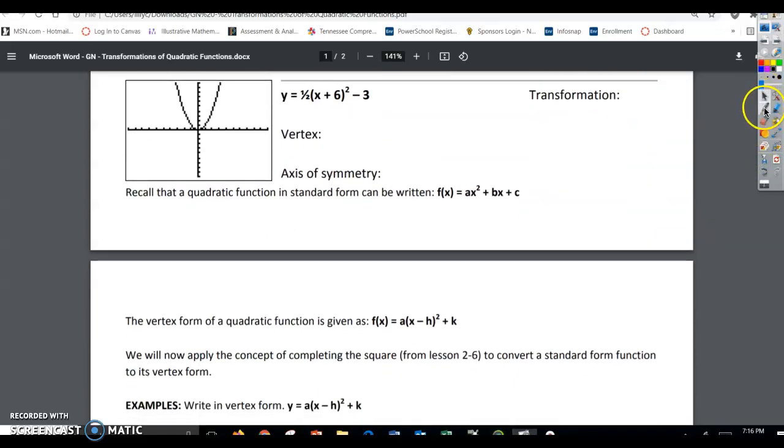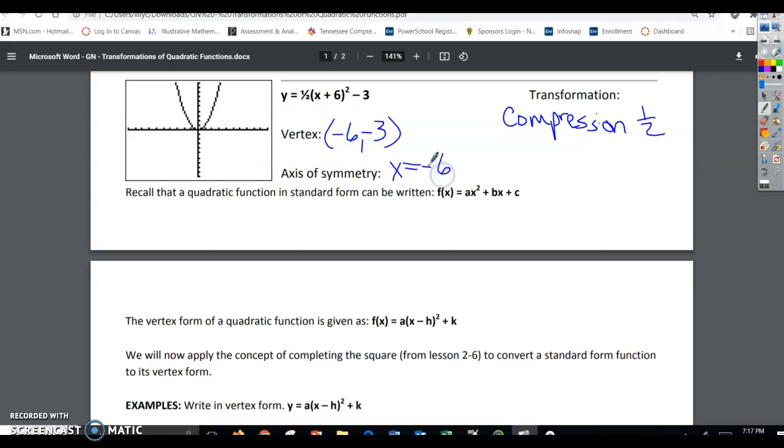All right, the next example. All right, it's got 1/2, so that's going to be a compression of 1/2. And I forgot to write down the vertex, all right? So it's going to be opposite h, so -6, -3, axis of symmetry, x equals -6. All right, so a compression of 1/2. The +6 is going to move it left 6 units. And the -3 moves you down 3.